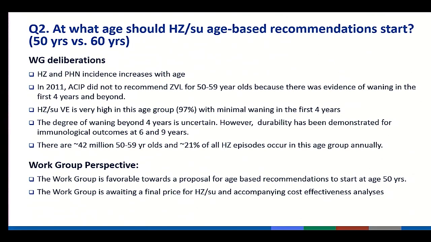There are approximately 42 million people who are 50 to 59 years old in this country, and about 21% of all herpes zoster episodes occur in this age group annually. Therefore, the disease burden in this cohort is significant. The workgroup is favorable towards a proposal for age-based recommendations to start at age 50. However, policy proposals are awaiting final price of herpes zoster subunit vaccine and accompanying cost-effective analysis for this subgroup.